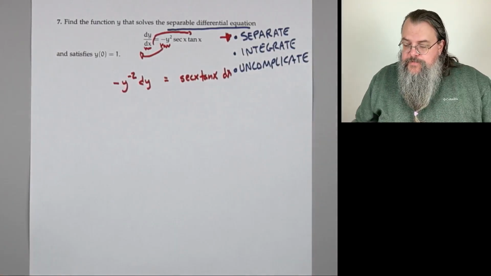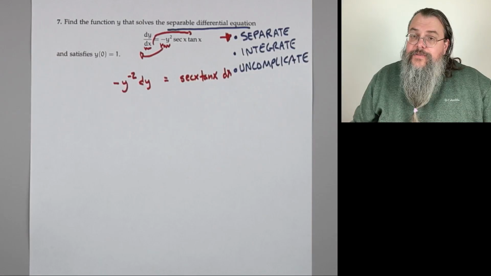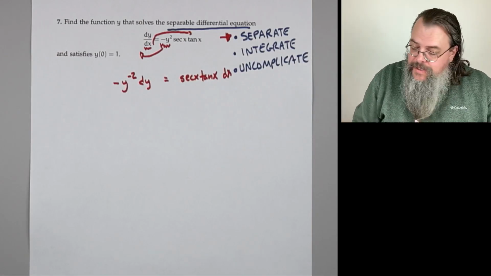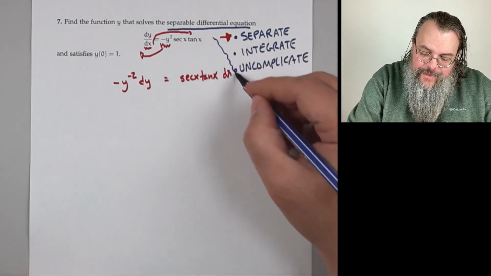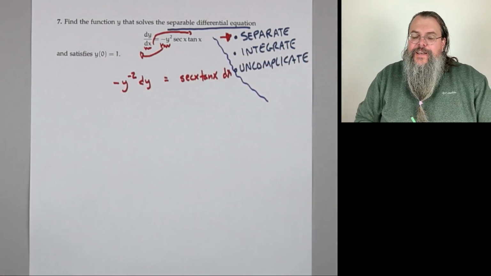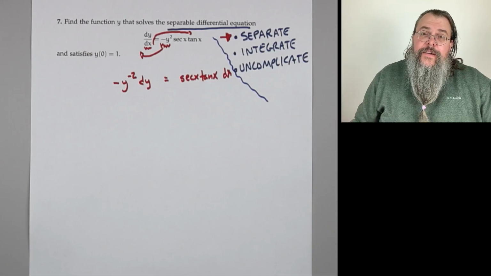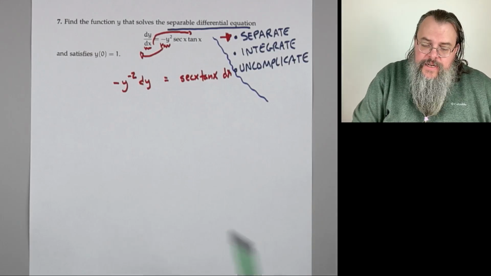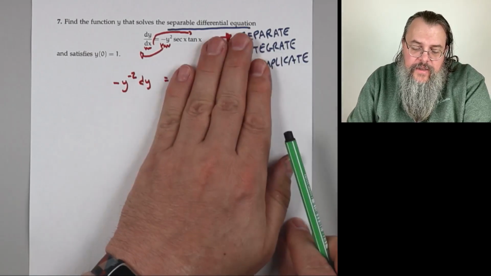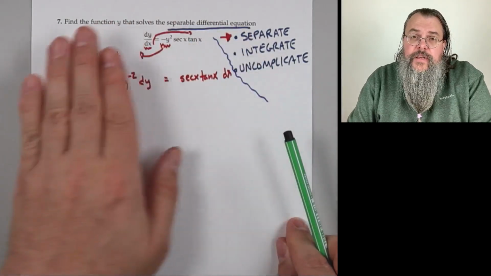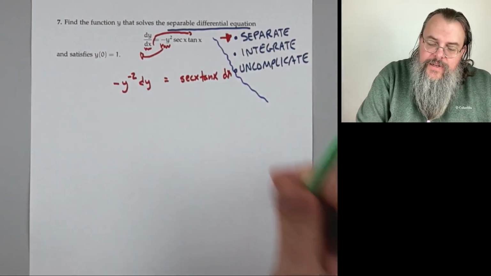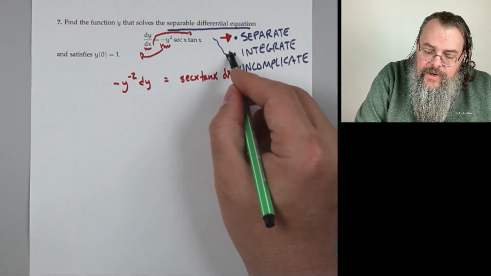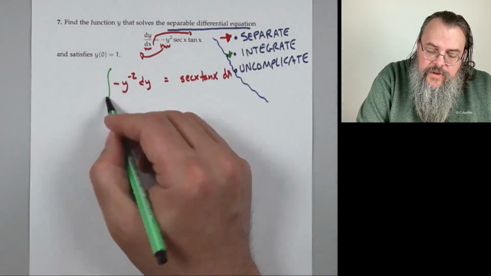Okay, so that step is done. And I did not give myself enough room. Typical Steve. Okay, what happens next? Well, now that we've separated, and it's easy to check if you've separated, just say, is it all one type of variable? Yes. Is it all one type of variable? Yes. Okay, then you're separated. Now you're integrating. So you integrate.